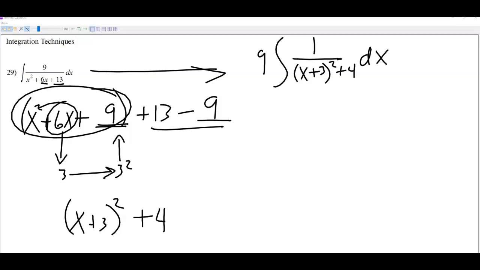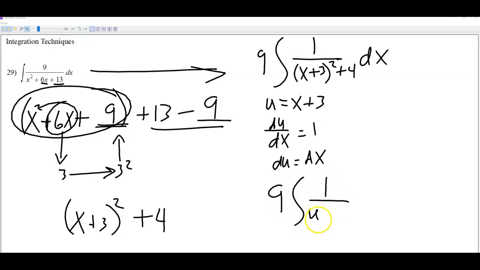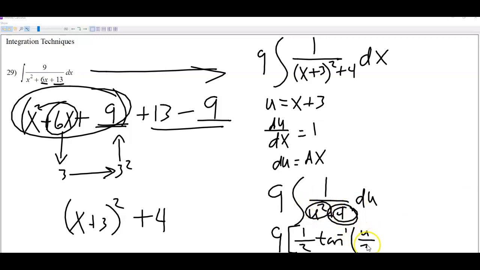All right. I'm going to let u be equal to the part on the inside at this point. And that's just 1, so du is equal to dx, which makes us have 1 over u squared plus 4 du. And this is an arctangent problem, so I have 9. 1 over the a, which is the square root of that. Arctangent of square root of that over the a again. Don't forget your plus c. All right, 2 more things to do to simplify it there.